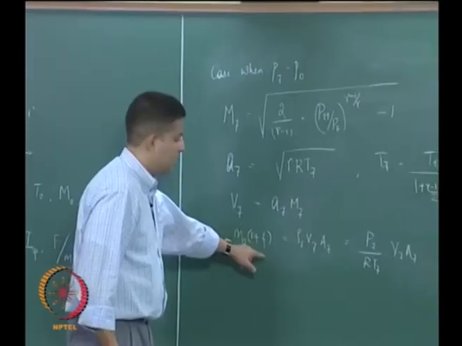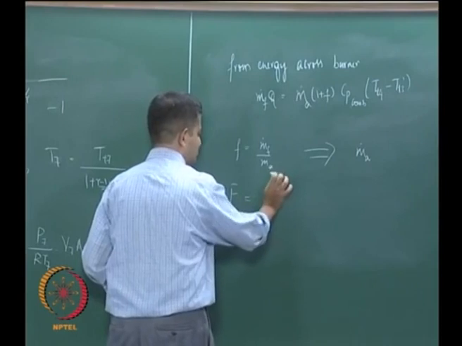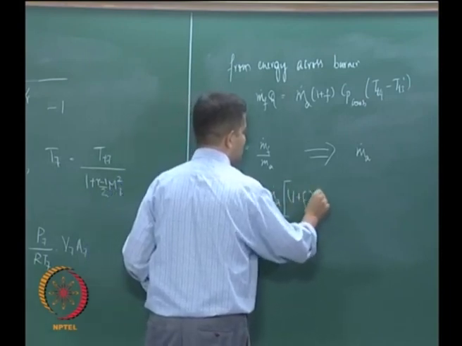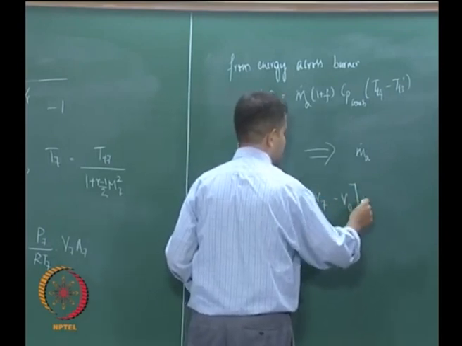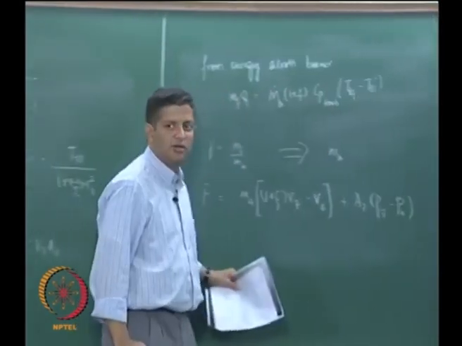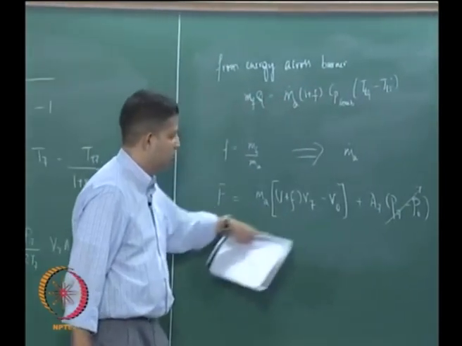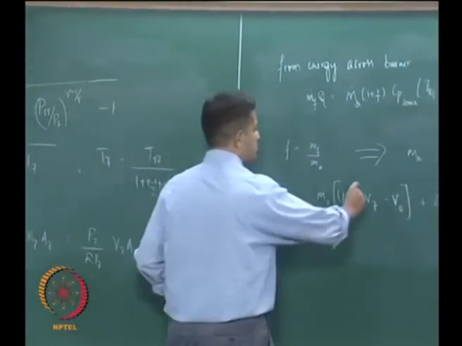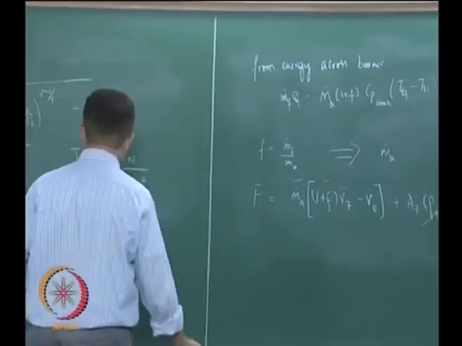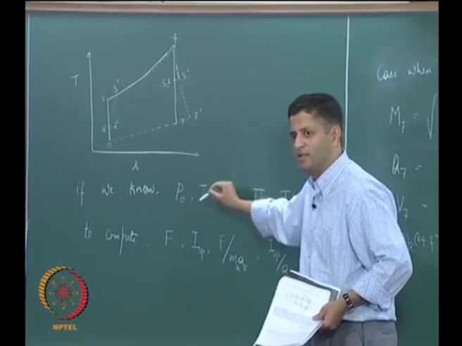Is that clear? So from here we get m dot a. Now I know m dot a into 1 plus f, all these quantities. So my thrust equation is F is equal to m dot a into 1 plus f times v 7 minus v naught, plus A7 into p 7 minus p naught. This goes to 0 because we have assumed p 7 is equal to p naught. So here we know this. Now what we do not know yet is v naught. Now I know M naught, right, and I also know T naught, so I can calculate v naught.